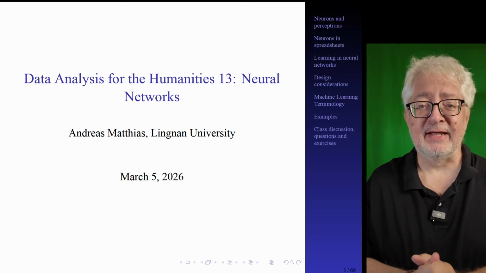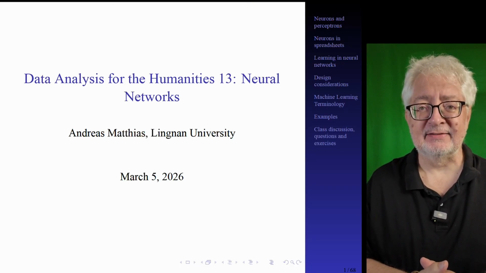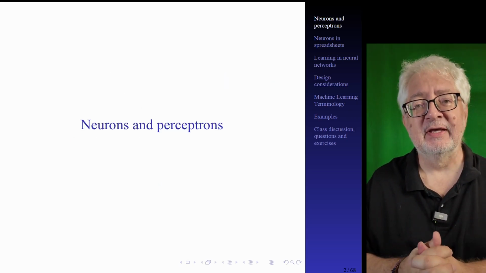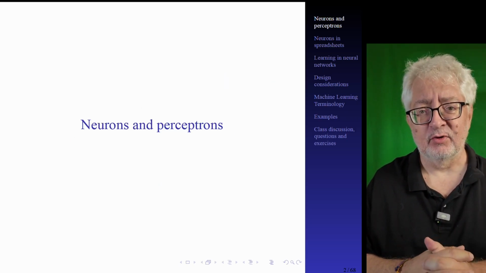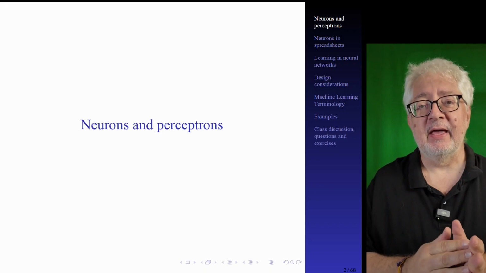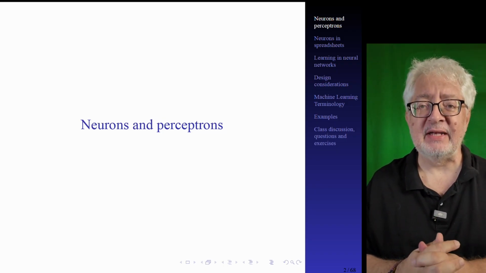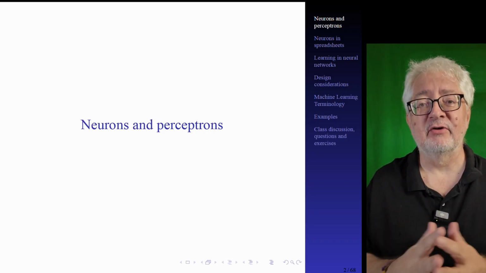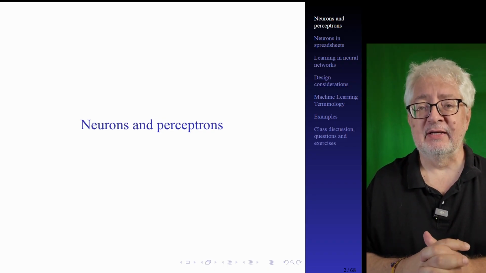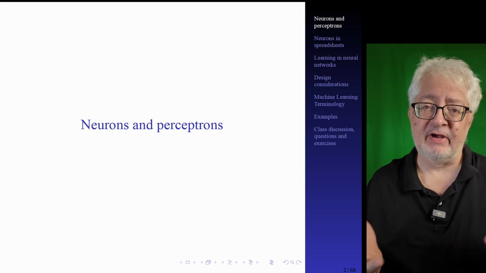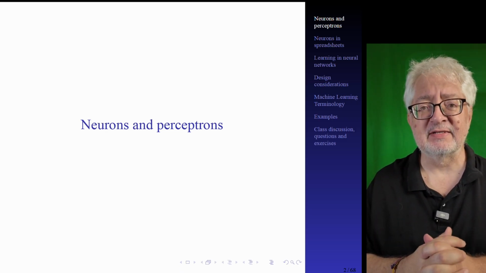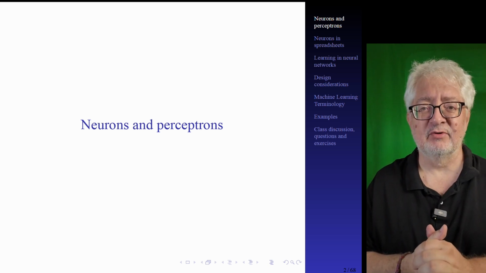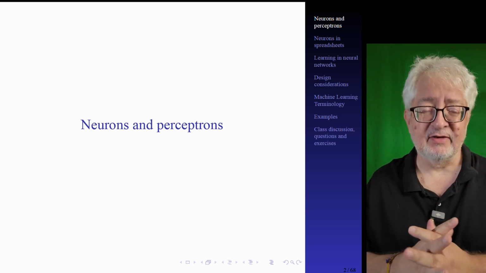Hello, welcome back to Data Analysis for the Humanities, and today we are starting a new section about neural networks and machine learning. When we talk about machine learning, there are many different styles and many different algorithms, and we will talk about some of them. Some are very straightforward, simple mathematics, but the most magical of them, and this is why I want to begin with them, are the neural networks.